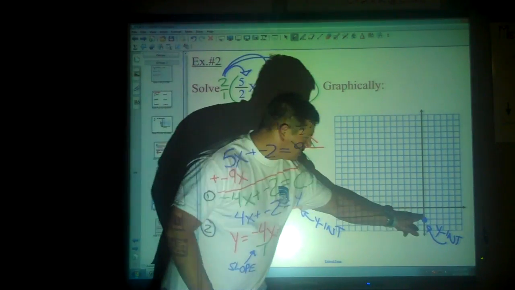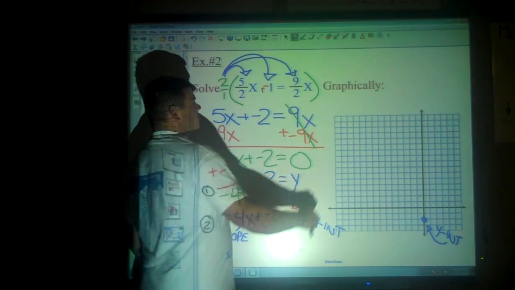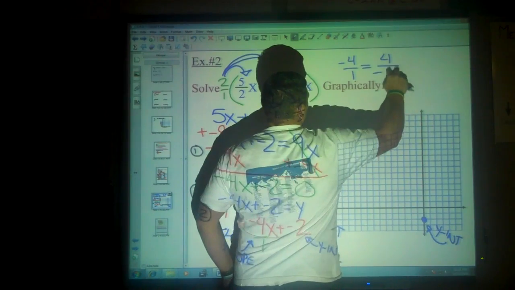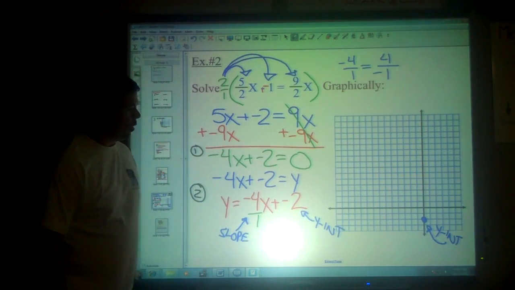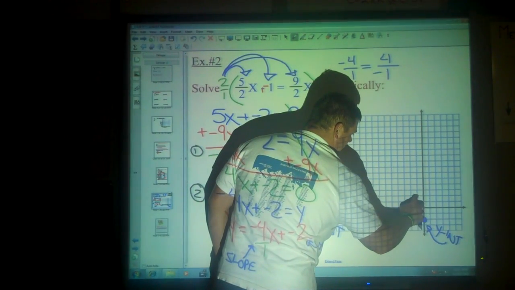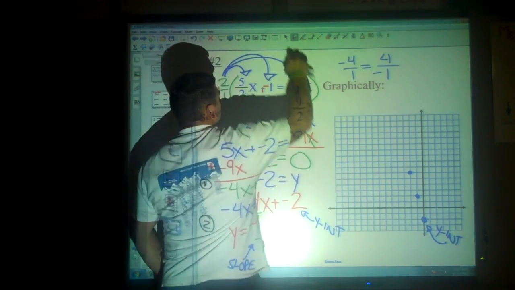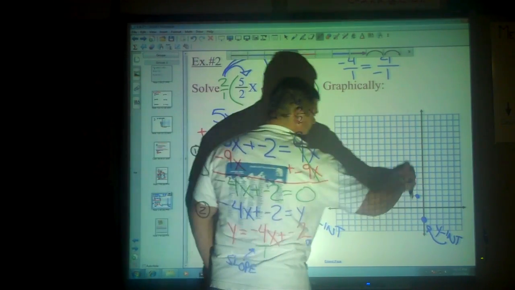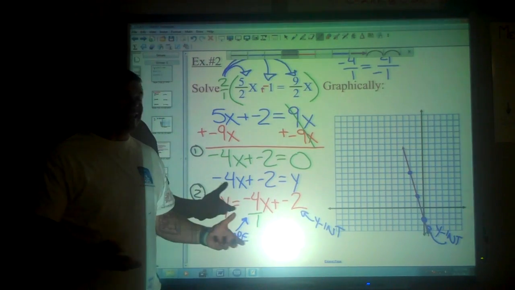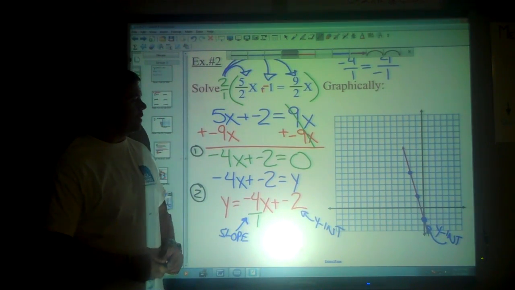Down 4 is going to take me off the graph and away from the x-axis. I don't really want to go down 4 and right 1. Thankfully that's equal to going up 4 and left 1. So now I can go up 4, 1, 2, 3, 4 and left 1. But what you'll notice is when I go to make this graph, it's not easy to tell exactly where it's crossing. I can guess. That's one of the drawbacks of using a graph to solve the equations.